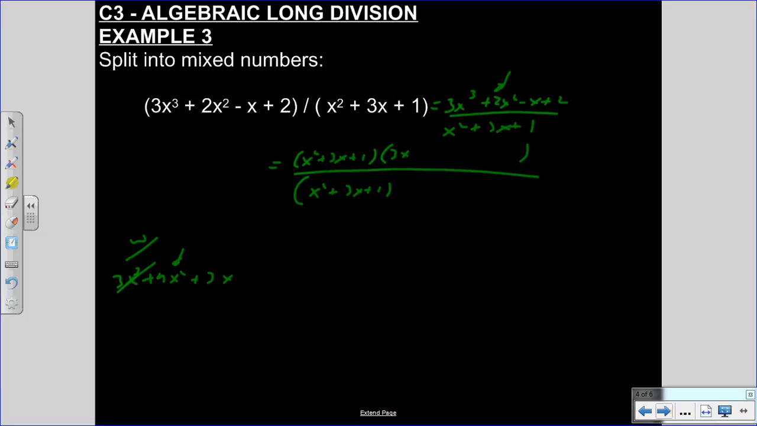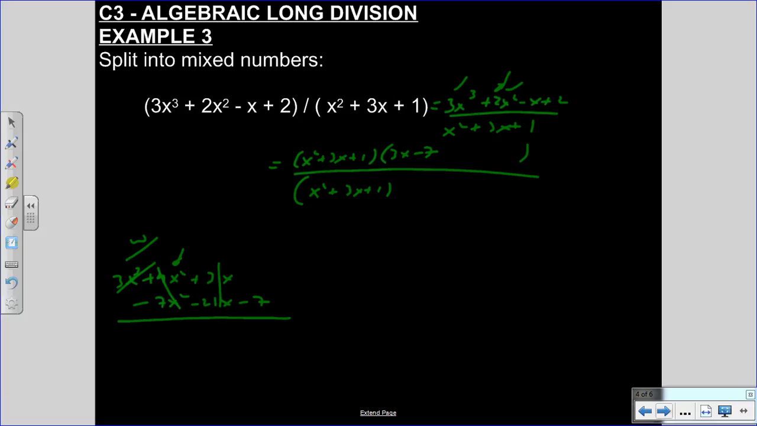Here I've got plus 9x squared, here I've got 2x squared. So what do I need to times x squared by to get that to be the same? Well, minus 7. Multiply that out, I get minus 7x squared, minus 21x, minus 7. Here, you can just make sure you've collected all of your terms. So 9x squared minus 7x squared does give me 2x squared, so I'm sorted there.